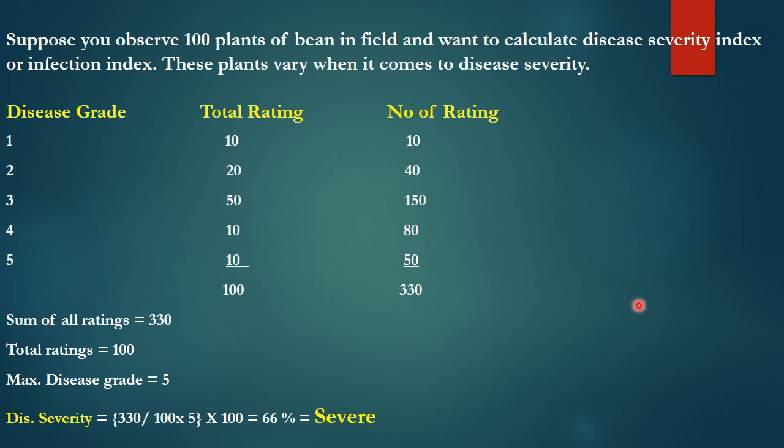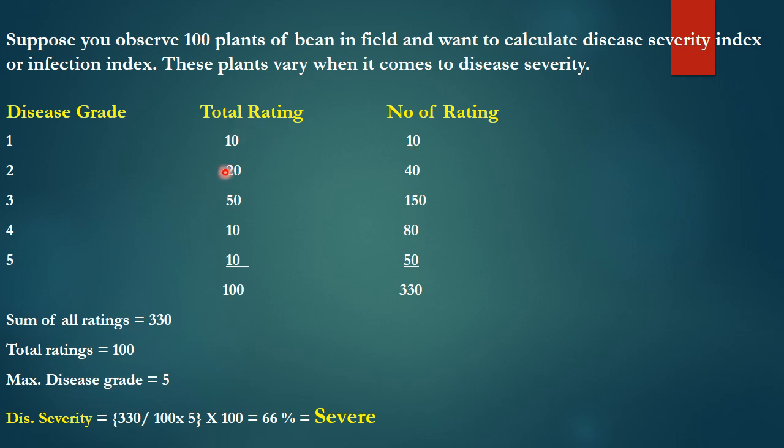Suppose you want to calculate the disease severity index or the infection index of the bean plants which are infected by the white mold, and the total number of plants you assessed is 100. So these plants vary when it comes to the disease severity. For example, out of these 100 plants you assessed, 10 are the plants which are not showing any kind of disease symptoms. So you give them disease grade 1, and the number of rating is actually the multiple of the total rating and the disease grade. 10 multiplied by 1 is 10.